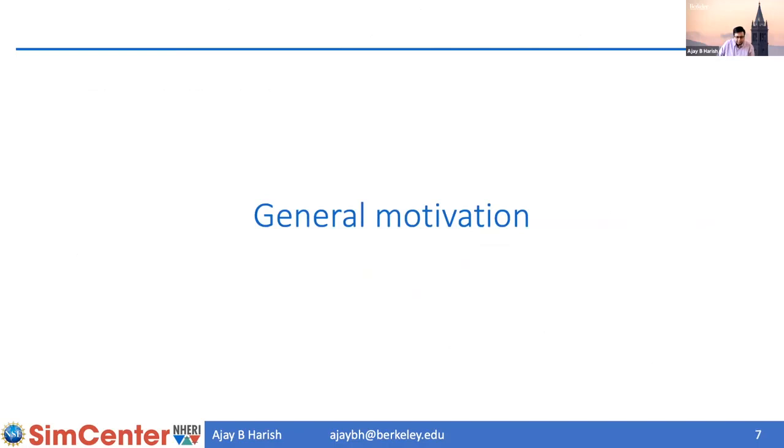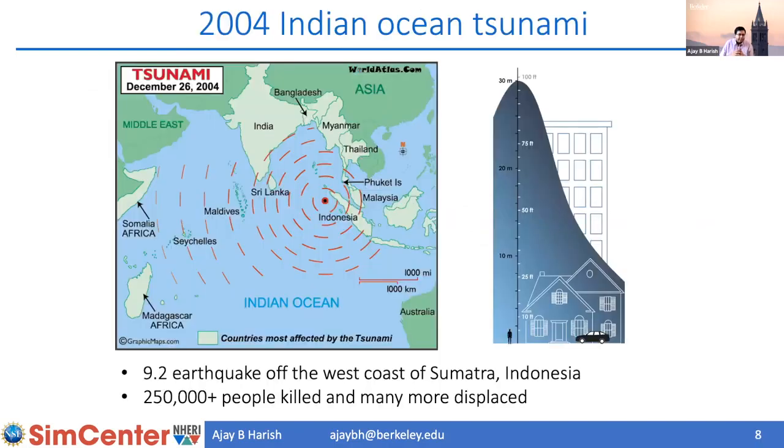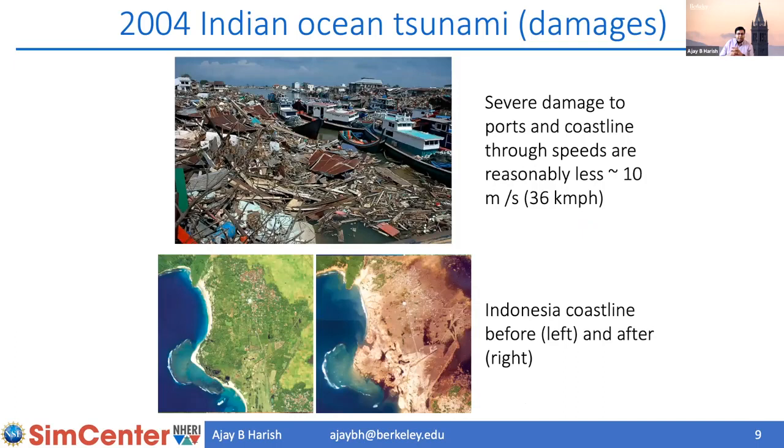So just a general motivation. I don't think any of you are new to coastal hazards, but I just want to motivate the topic as to why we want to do the simulations the way we are doing it. Most of you already know about the 2004 Indian Ocean earthquake, where about 250,000 people were killed and many more were displaced because of the earthquake in Indonesia and the tsunami that followed, which also led to a lot of damage.